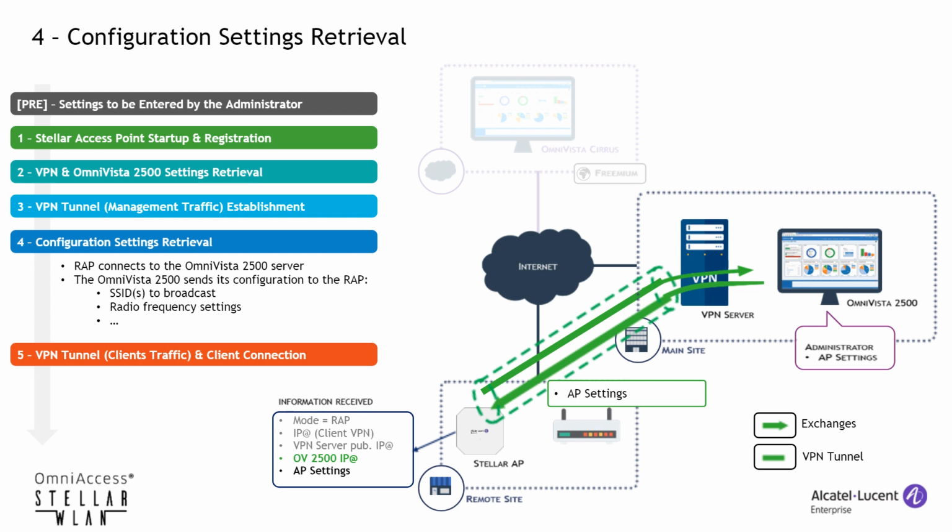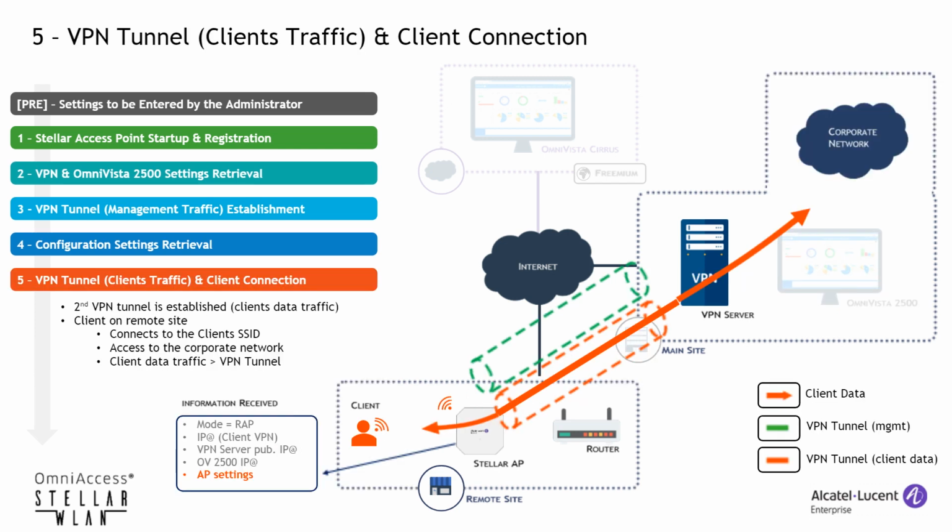OmniVista 2500 then sends its configuration to the remote access point through the VPN tunnel. Finally, the remote access point applies the configuration settings received from OmniVista 2500. The settings allow the access point to establish a second VPN tunnel from the remote access site and broadcast SSIDs reserved for the company's employees. This second VPN tunnel is used to carry traffic from clients connected to the remote access point.